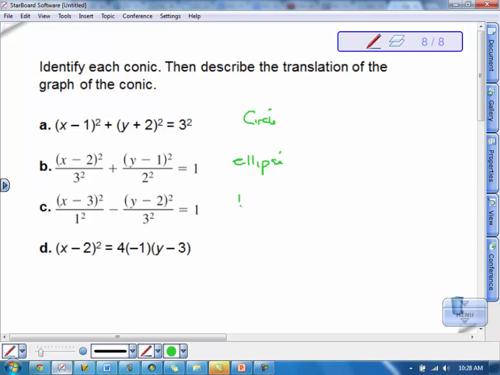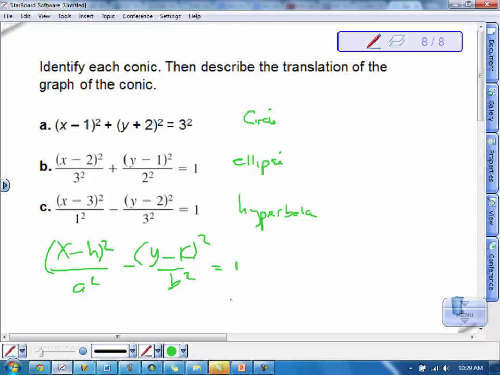The next one's a hyperbola. If we look at the hyperbola, it has the equation (x minus h) squared over a squared minus (y minus k) squared over b squared equals 1. So you can see that that's a hyperbola.